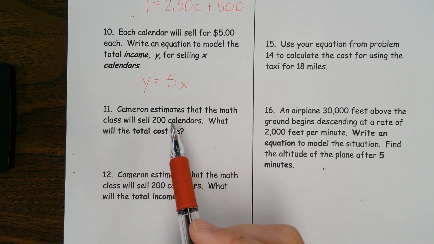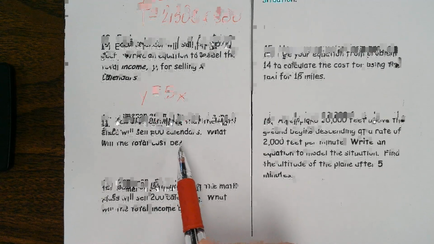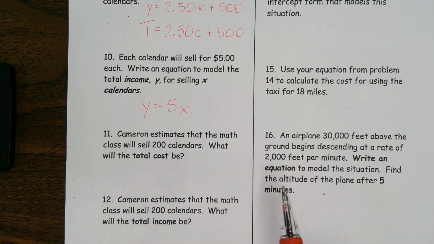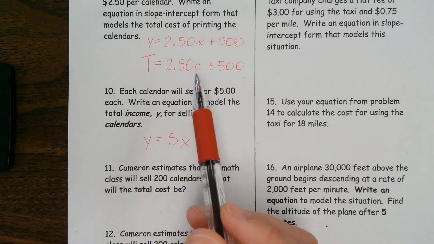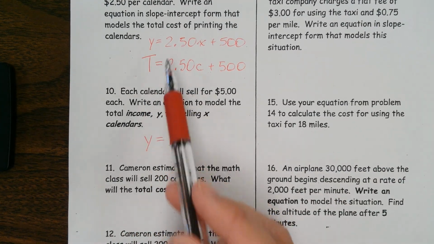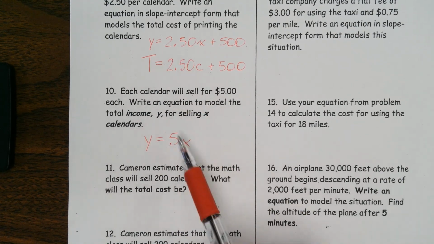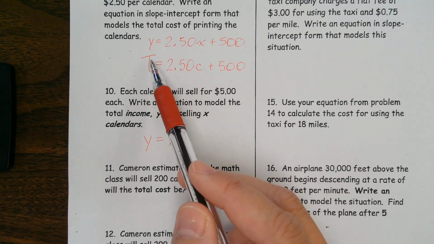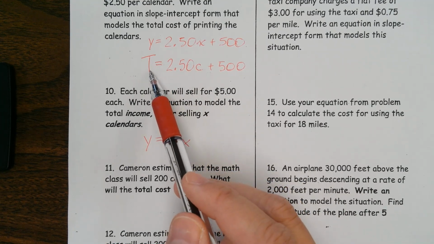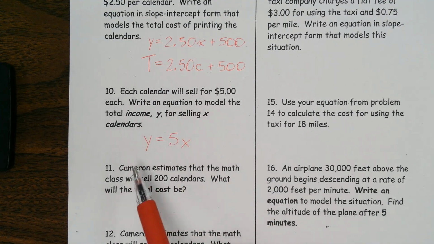Cameron estimates that the math class will sell 200 calendars. What will the total cost be? Okay, so the total cost. Which one should I use if I want to find the total cost? The first one. Yeah, total cost. That's why I changed the variable over here, so that you can recognize that it's the total cost. So these two are two different equations.